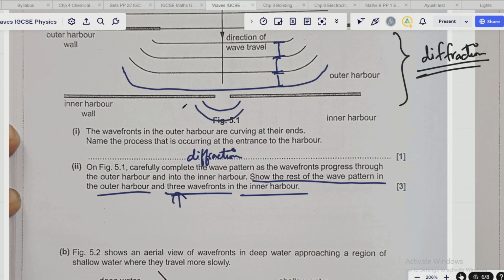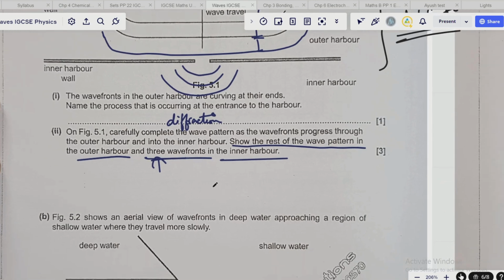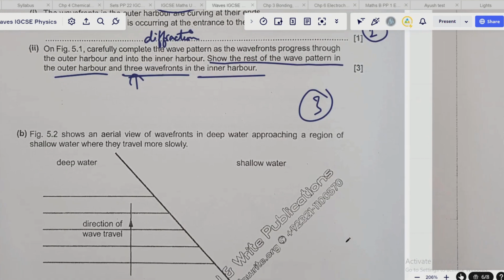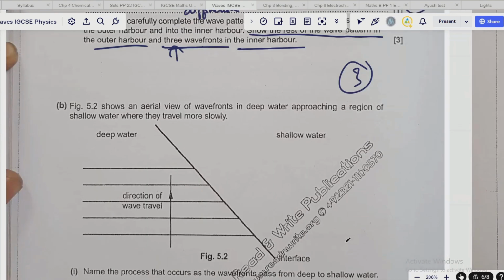Do you get it? I've drawn 3 wavefronts. This is 1, 2, 3, 3 wavefronts, and this is what it will look like. Any confusion over here? All right. So see, easy 4 marks, 3 marks for here, 1 mark for here, 4 marks. Now have a look at this question.